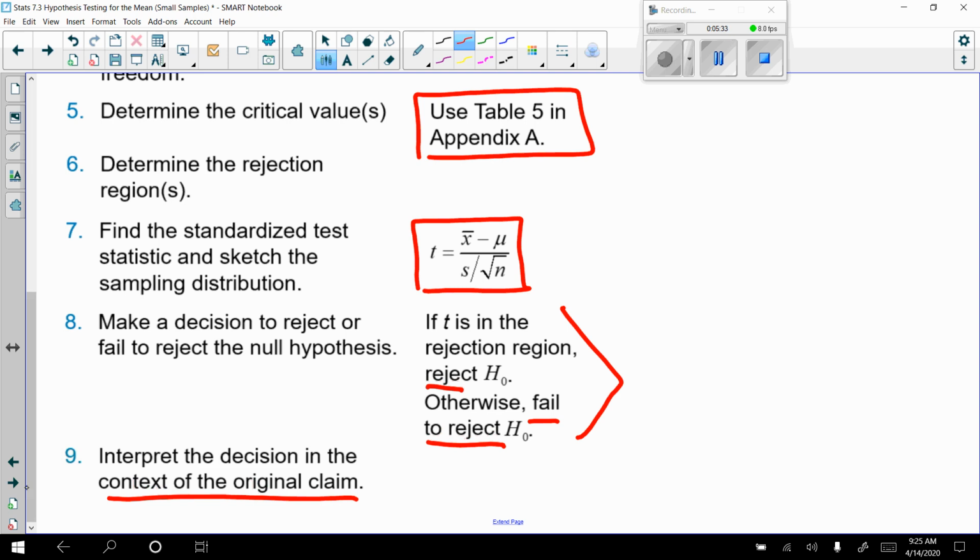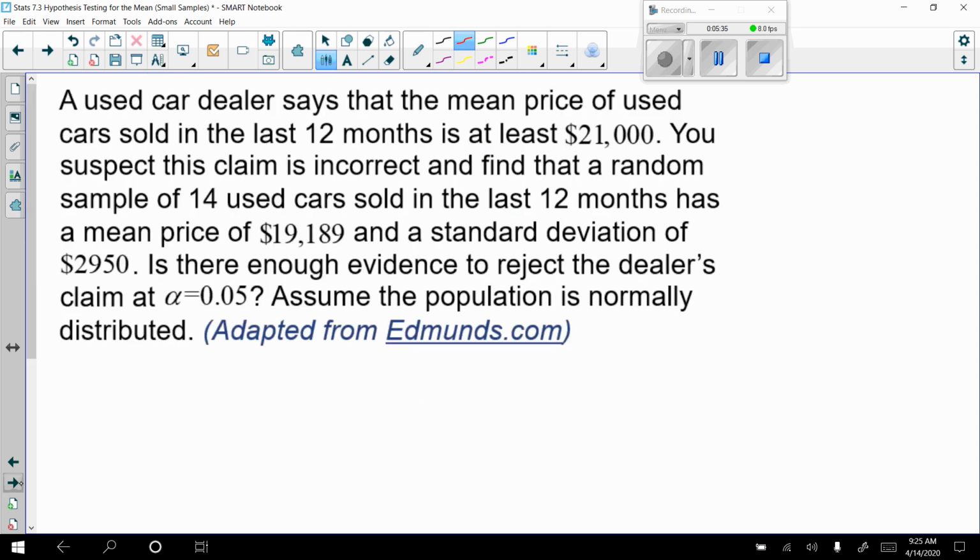Let's do an example together. A used car dealer says that the mean price of used cars sold in the last 12 months is at least $21,000. You suspect this claim is incorrect and find that a random sample of 14 used cars, it's random, check, sold in the last 12 months has a mean price of $19,189 with a sample standard deviation of 2950. Is there enough evidence to reject the dealer's claim using an alpha level of 0.05?